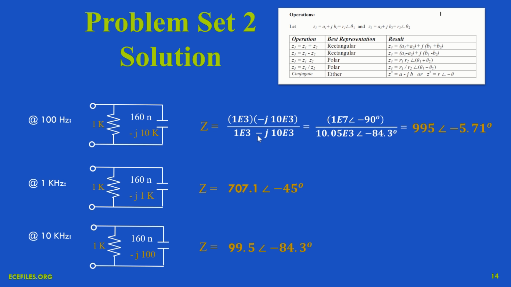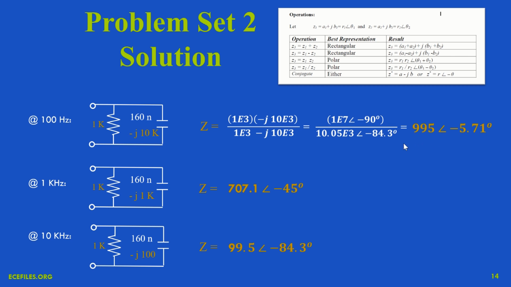For the denominator, we have this. Oh, wait, we already solved that. So on a previous slide, we found out that that's 10.05 times 10 to the third at an angle of minus 84 degrees. Now I've got both of these in polar form, so it's simply a matter of taking 1e7, dividing by this, and I get 995 ohms. And I take negative 90 and subtract negative 84, and I get negative 5.7 degrees.